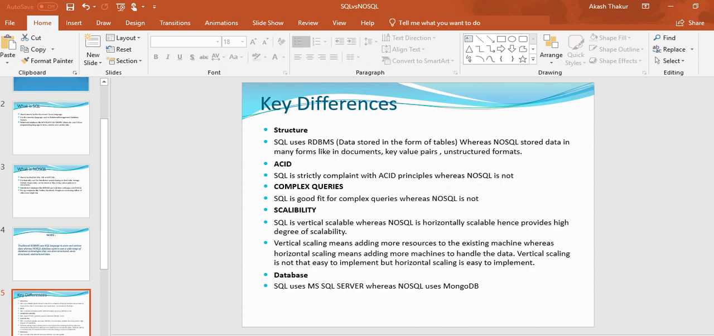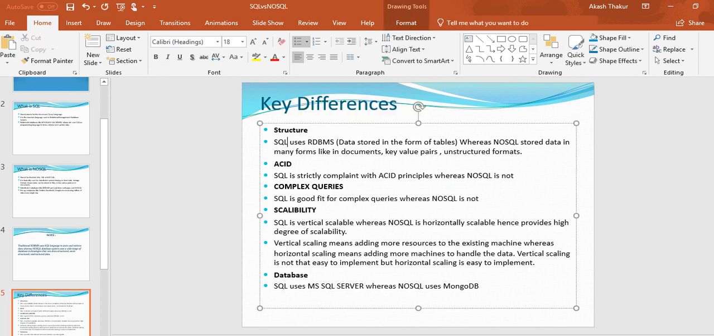If we talk about structure, SQL uses the RDBMS, in which the data is stored in the form of tables, whereas NoSQL stores the data in many forms like documents, key value pairs, unstructured format. Then the ACID principle: A stands for atomicity, C stands for consistency, I stands for isolation, and D stands for durability.